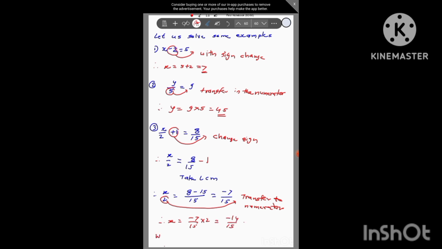Okay, now we can check it by putting this value in the original problem.